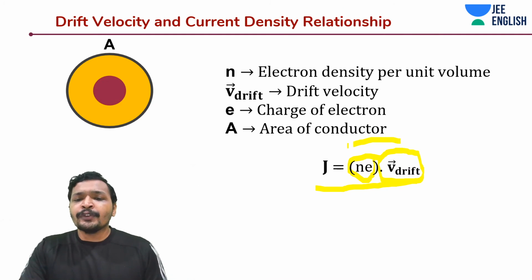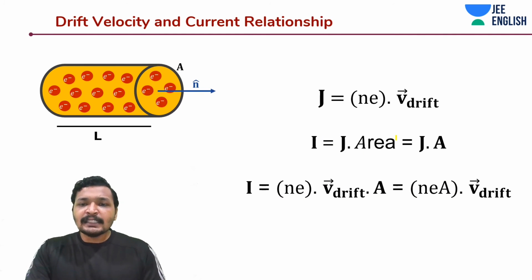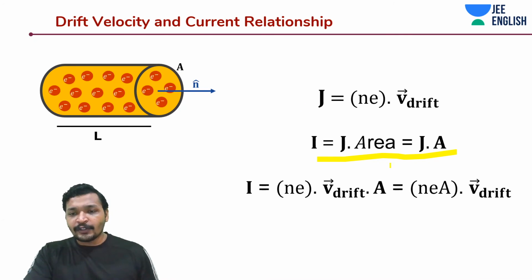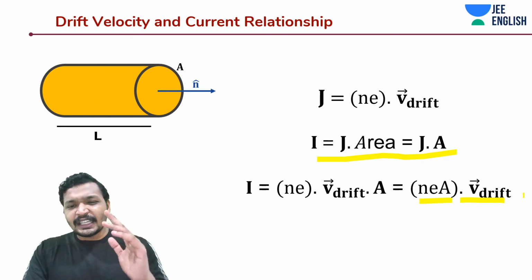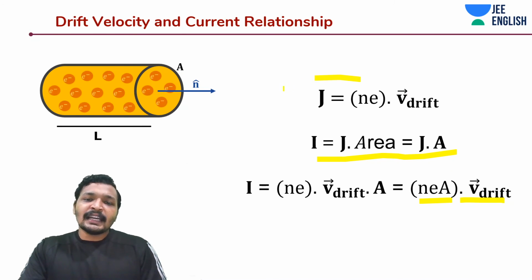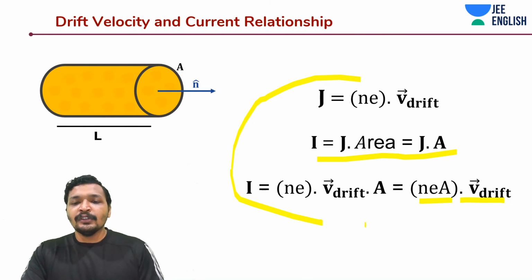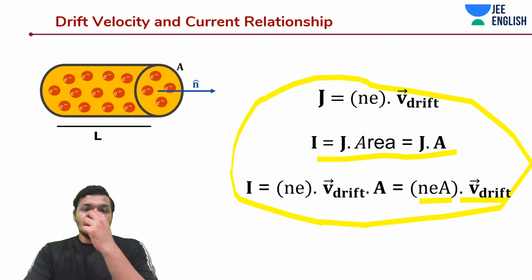And for current, what would you do, guys? It's very simple: J into A. That is all you have to do. N E A into V drift. Isn't it really, really conceptual and simple? Even if I hadn't told you the formula for current density, we could have just got this. We did not have to derive the concept of current density from drift velocity to work around this.